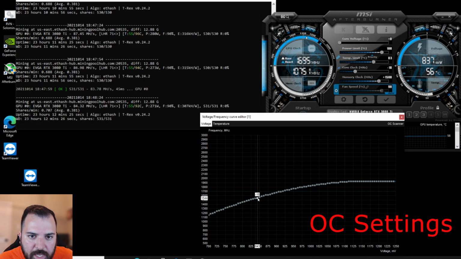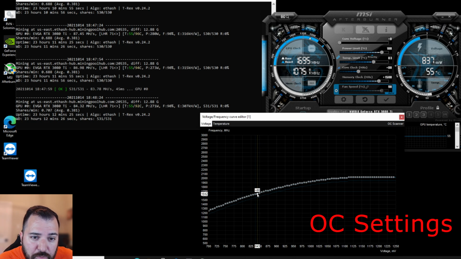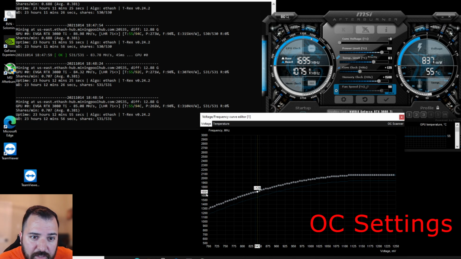Once I had it highlighted in white, I held Shift, clicked it with my mouse, and moved it upward. On the left-hand side, I was trying to find anything below 1700, so I stopped at 1697. So now these two white highlighted numbers, 1697 and 843, are what I was trying to lock my card to.